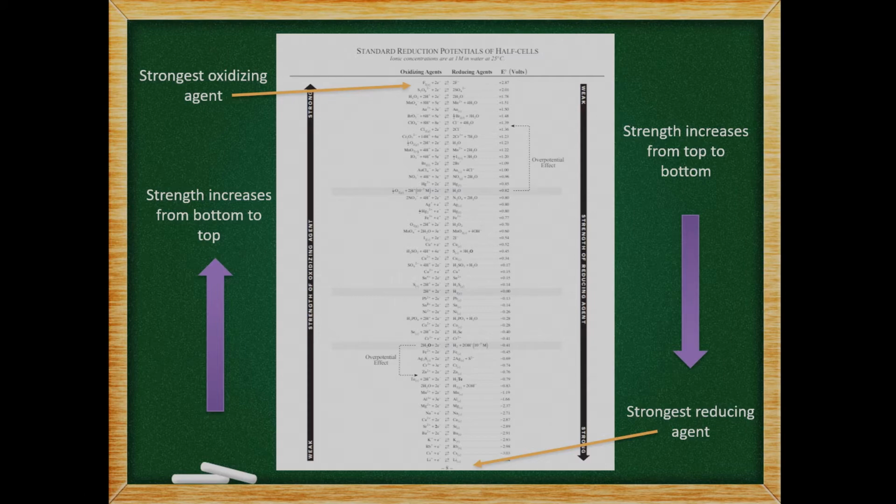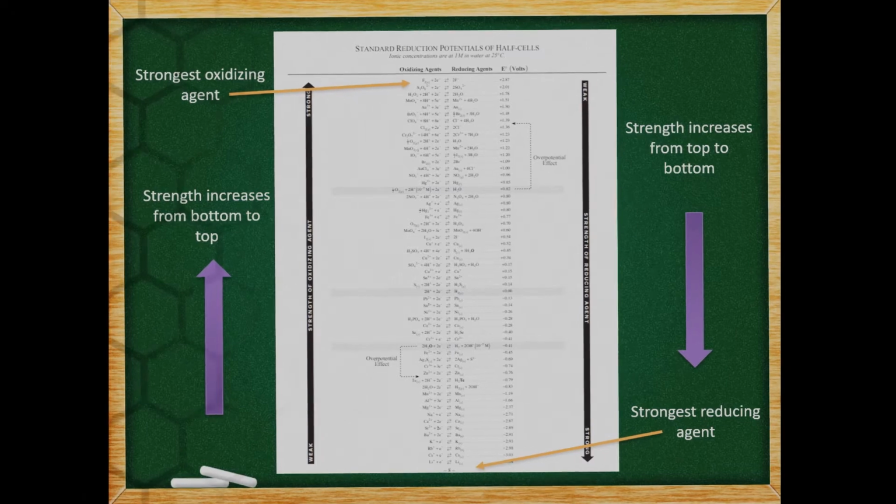On the other hand, the strongest reducing agent will be found on the bottom right of the table, and the strength of the reducing agent increases from top to bottom. The unit of these reactions is called voltage. The voltage value of a reaction is relative to the reaction of hydrogen, which has a voltage of 0.